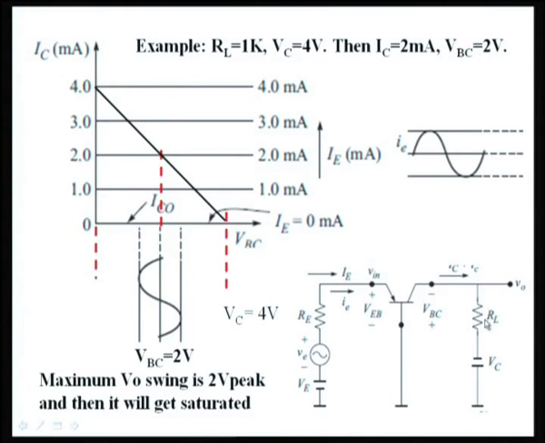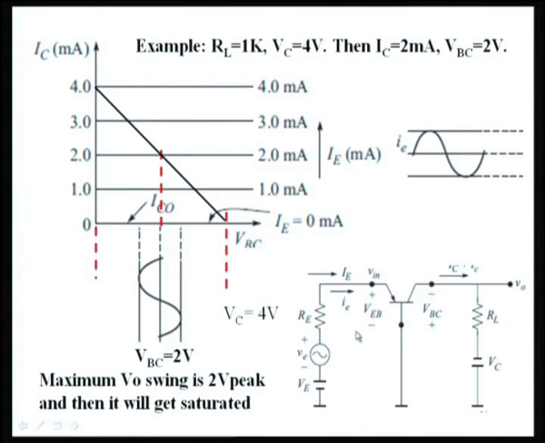What is the drop across this R L? If R L is 1 K, if there is 2 milliampere current, what will be the drop? 1 K into 2 milliampere, that is 2 volts. This supply is 4 volts, so out of 4 volts, 2 volts has gone into that, and V B C will be only 2 volts. That is the point that I put here. So, this is the load line, let us not worry about that. At 2 milliampere collector current, the resistance also has 2 milliampere, that is the meaning of that. The voltage drop across this V B C is 2 volts.